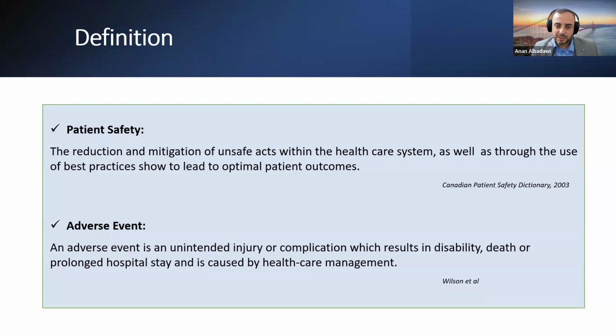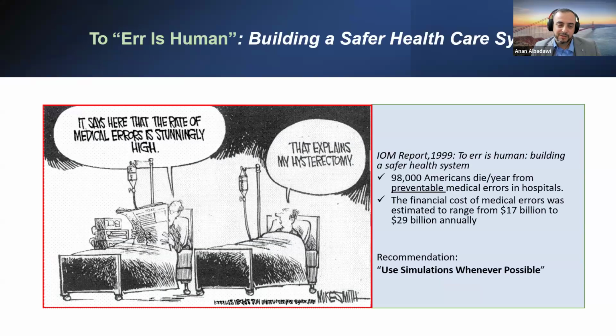Patient safety was not really a matter of concern until the release of the Institute of Medicine report in 1999. This is one of the remarkable publications of the 20th century that rang the alarm about patient safety concerns. Many horrible figures were raised in that report. As you can see, around 98,000 Americans die from preventable medical errors every year, and the financial cost of medical errors was around 17 to 29 billion dollars every year. This is only in the US.